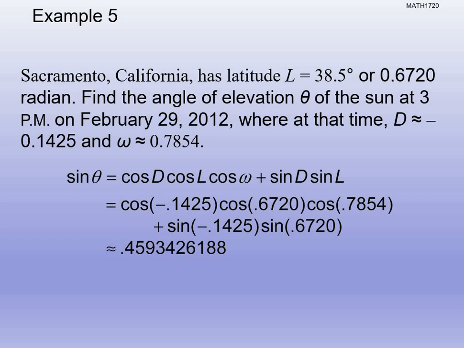When we do that, you can see the number we get there. You should be able to put that in your calculator. We're going to get 0.459. That means that sine of theta is 0.4593. That does not tell us what theta is. That tells us what sine of theta is.